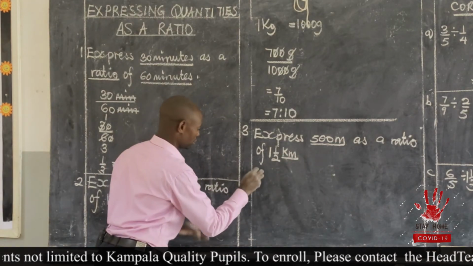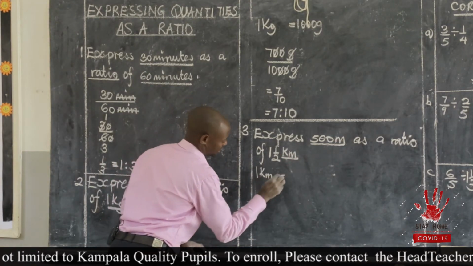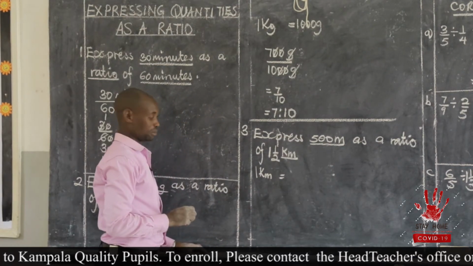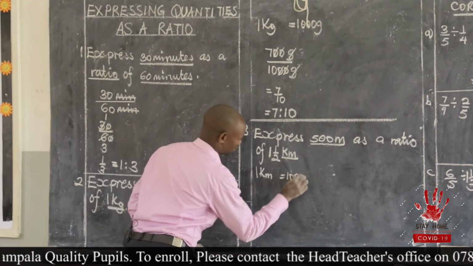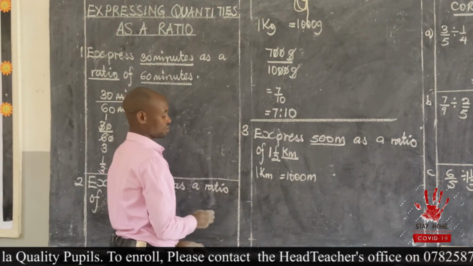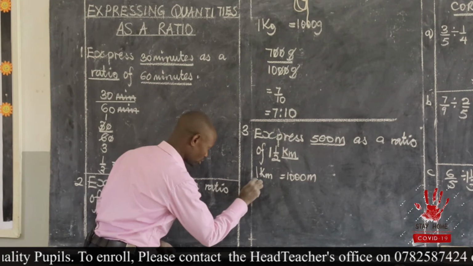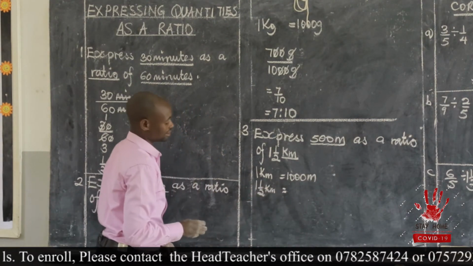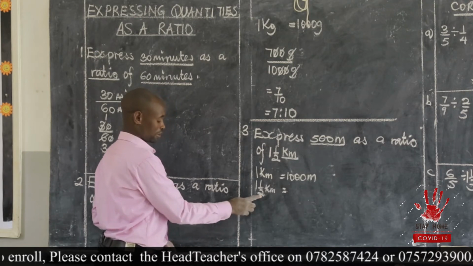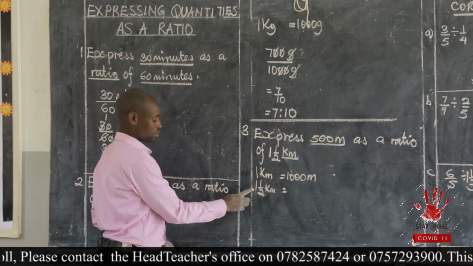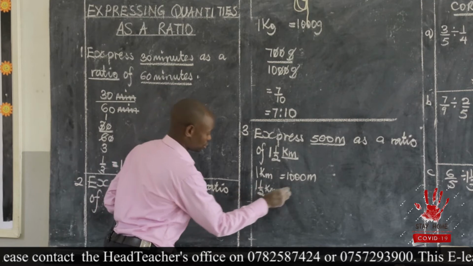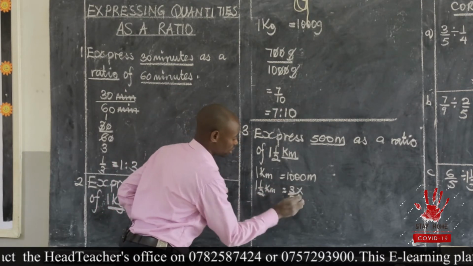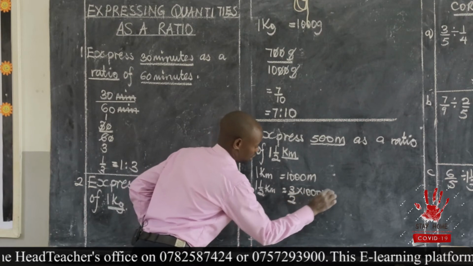So from the beginning, you know that 1 kilometer is equal to how many meters? How many meters make 1 kilometer? It is 1,000. So 1 kilometer is equal to 1,000 meters. What about if you have 1.5 kilometers? Do you remember how to make this conversion? Change this one into an improper fraction. 2 times 1, that is 2, plus 1, that is 3. So it becomes 3 halves, which we are going to multiply by this 1,000 meters.